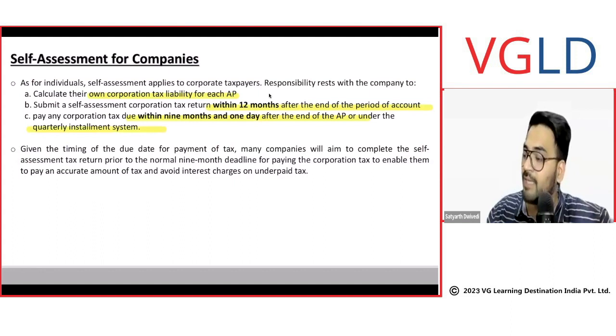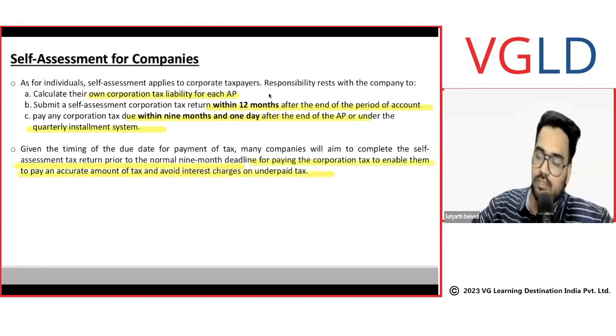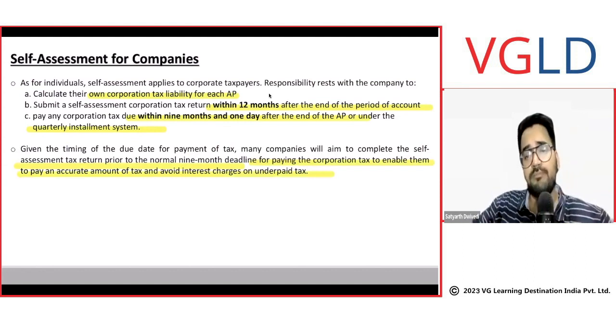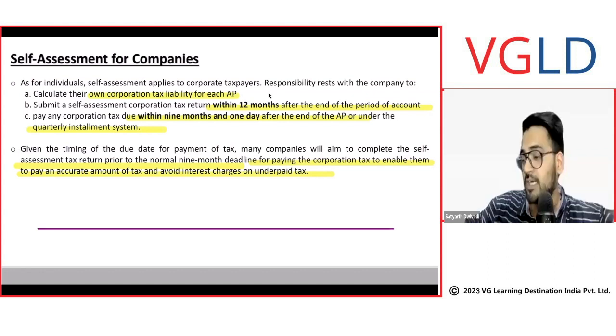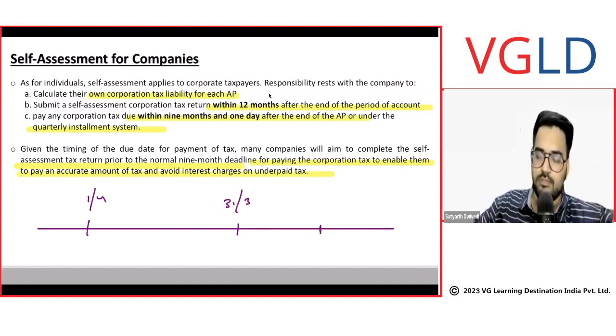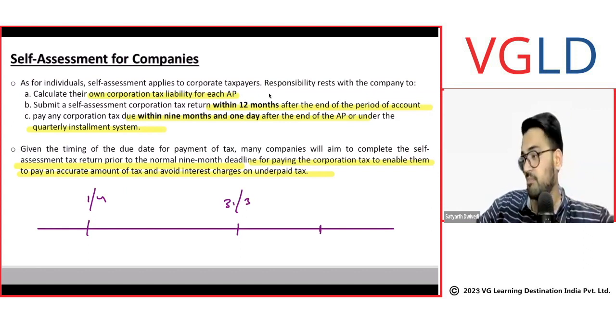Now, given the timing, many companies will aim to complete the self-assessment tax return prior to the normal 9 month deadline to enable them to pay an accurate amount of tax and avoid interest charges on underpaid tax. What this means is that mostly companies would be preparing their self-assessment much earlier than 9 months. So if this is 1st of April, 31st of March, what is 9 months from this? September, October, November.